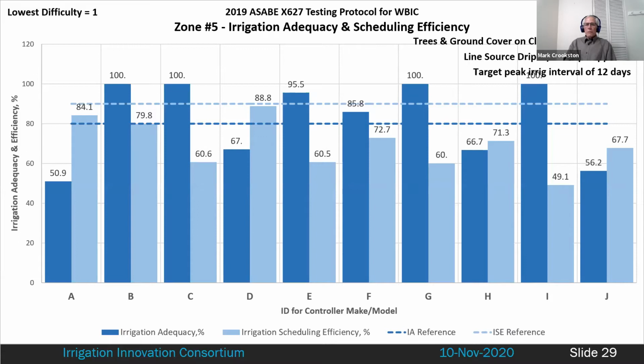Controller performance now for zone number 5. It was the lowest difficulty. You would assume that every controller would do well on the easiest zone. But again, there were some issues going on with some of the controllers, potentially for various reasons. Controllers B, C, D, E, F, and G had relatively high marks for both categories, whereas controllers A, I, and J were lower.